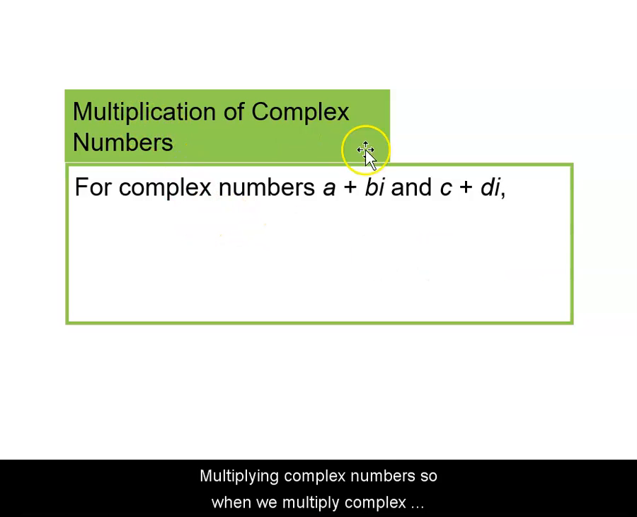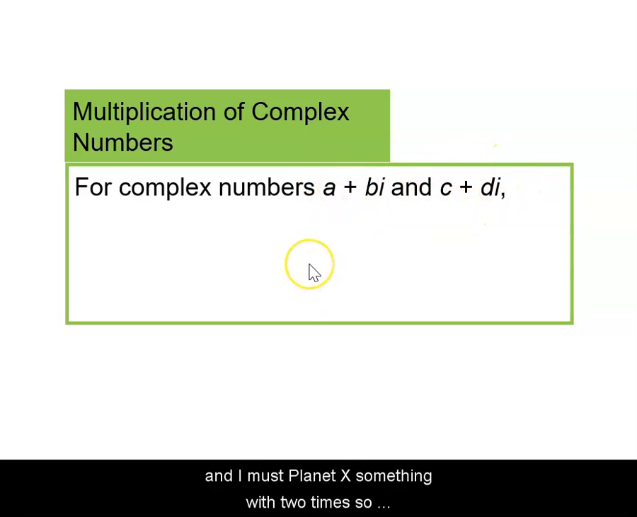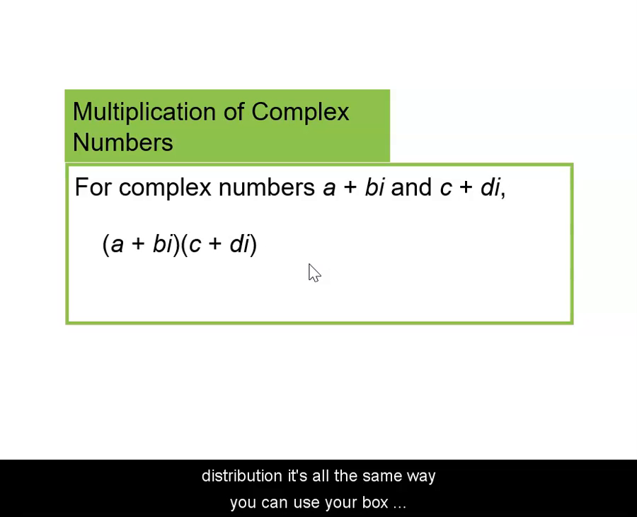So multiplying complex numbers. When we multiply complex numbers, I'm taking something with 2 terms and multiplying it times something with 2 terms. So I'm just going to use my FOIL method, right? Or whatever other method you have for multiplying binomials. Some people use FOIL. I use double distribution. It's all the same way. You can use your box method if you know the box method.